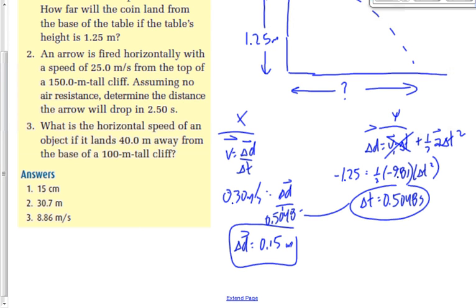How far does the coin go out? 15 centimeters, 0.15 meters. How many people got that one? Good. Then you're well on your way to getting question number 1 on your final exam.